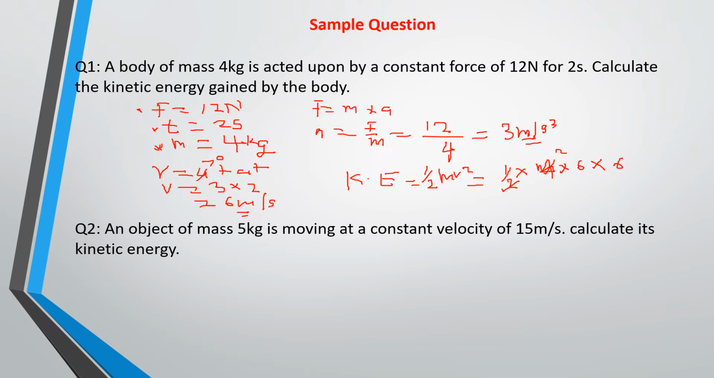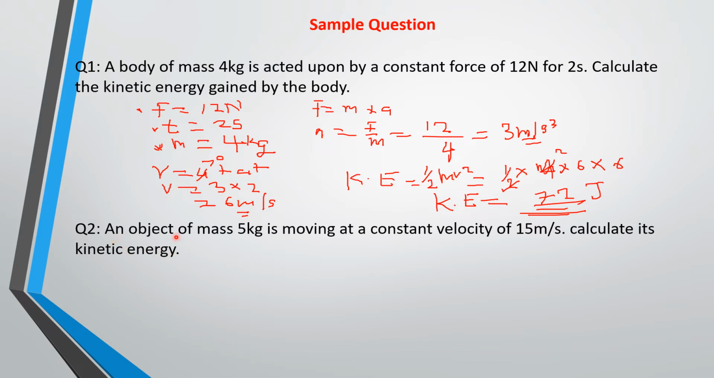Okay, so when you punch this out in your calculator, you're going to have that kinetic energy is equal to 72 joules. So this is your kinetic energy. I hope this is relatively simple, and you can see the way I related force and mass to get acceleration, then from there got the velocity and then the kinetic energy.